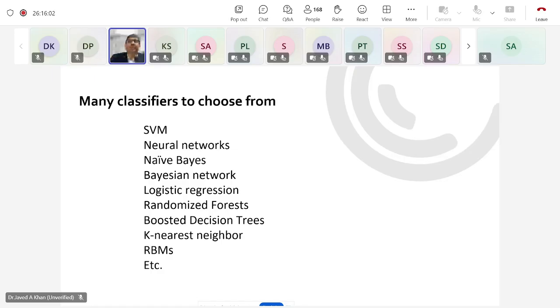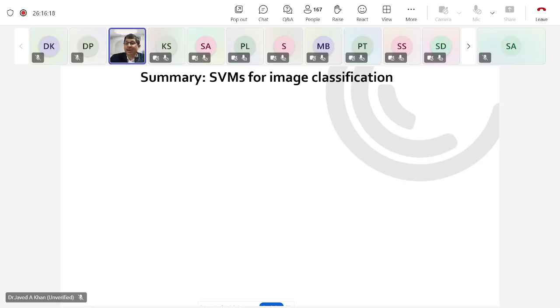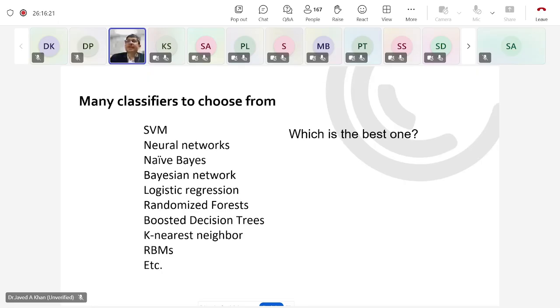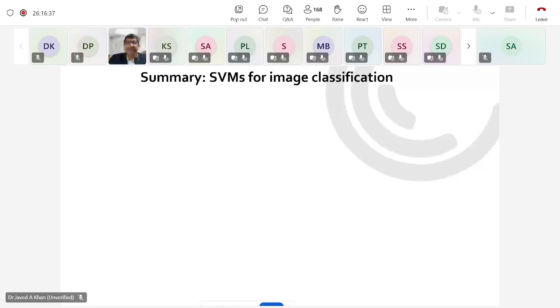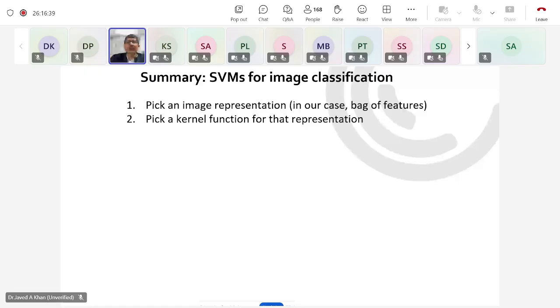So there are many classifiers to choose from: support vector machine, neural networks, naive Bayes, Bayesian network, logistic regression, random forest, and so many algorithms exist. You can apply them based on the application. You can't say that this classifier is the best one, because it depends upon the application, which one is more suited for that application.